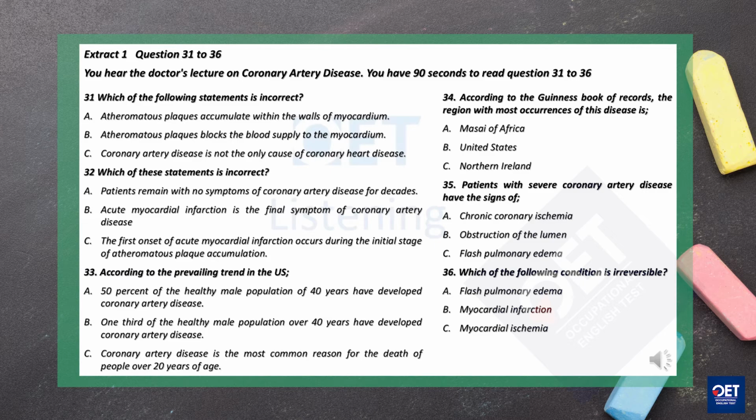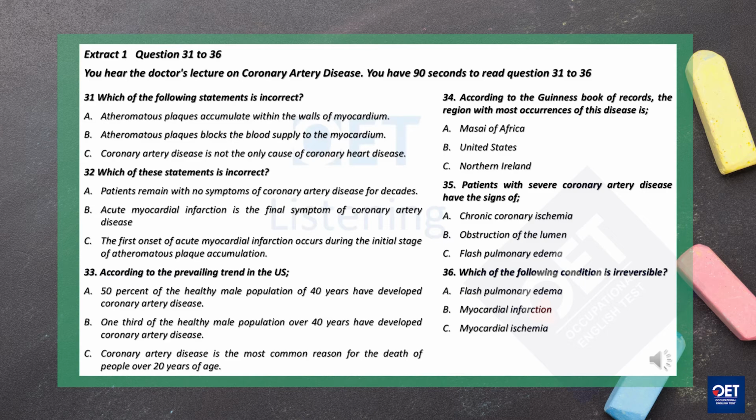After decades of development, some of these atheromatous plaques may rupture and, along with the activation of the blood clotting system, begin to obstruct the blood flow to the myocardium, causing sudden death. This disease is also the most common reason of death over 20 years of age.